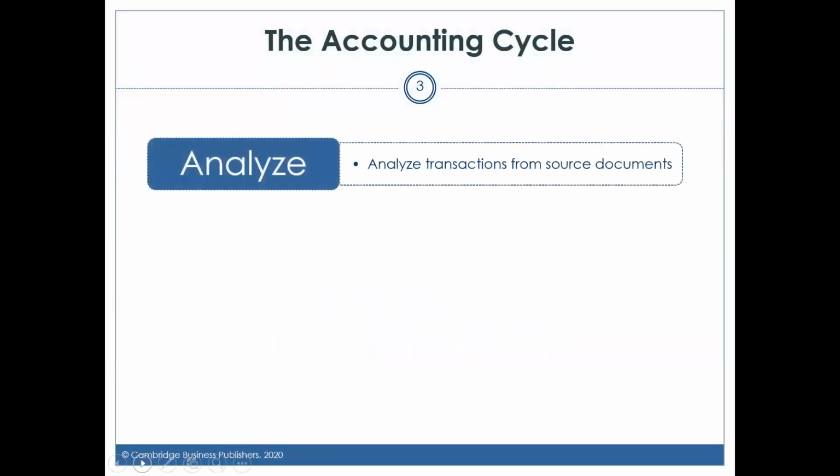We have analyzing. So you analyze transactions from their source documents. Suppose you buy some supplies, and the supplies come in the mail, or they're delivered to your factory. And with the supplies is an invoice. You can record the transaction from that invoice. It has a date, it has the amount, it has what was bought, and those sorts of things. So analyzing is the first step in the accounting cycle.